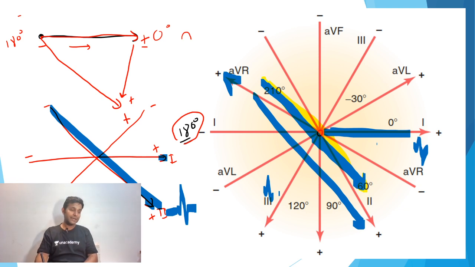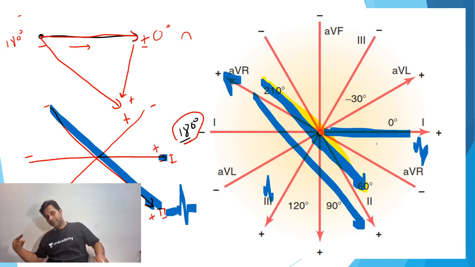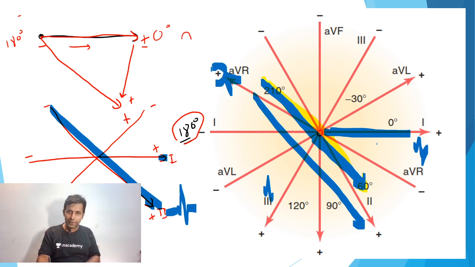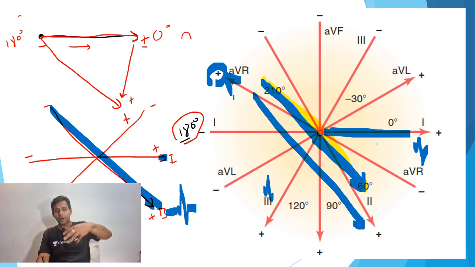So what does this say? It says that the position of AVR is from the center of the heart towards the right shoulder. So a person is observing the heart from the right shoulder. What will he see? He will see that all the impulses are going away from him. So AVR, as it's a positive electrode, and the impulses travel towards lead 2, will have exactly the opposite of lead 2.